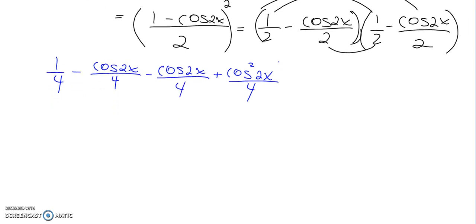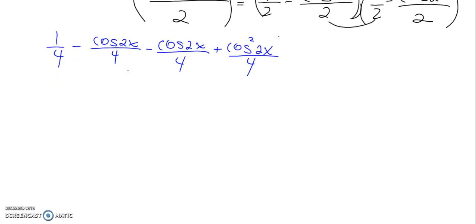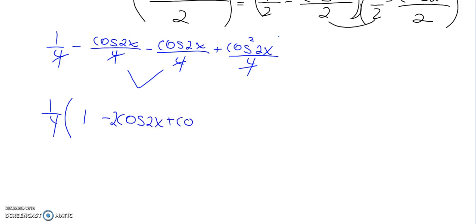So I'm going to do two steps at once. I'm going to combine these like terms in the center, but I'm also going to factor out. All of these terms are a fraction. They all have 4 in the denominator. So I'm going to factor out the 1/4. That means essentially all of these are gone, and now I'm just combining like terms with what remains. 1 minus 2 cosine 2x plus cosine squared 2x.